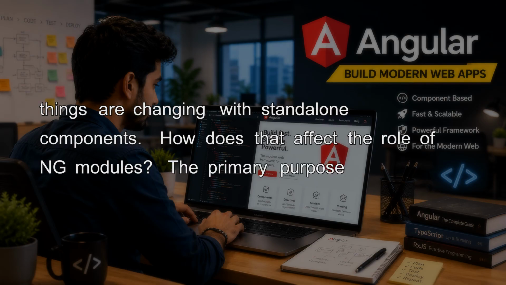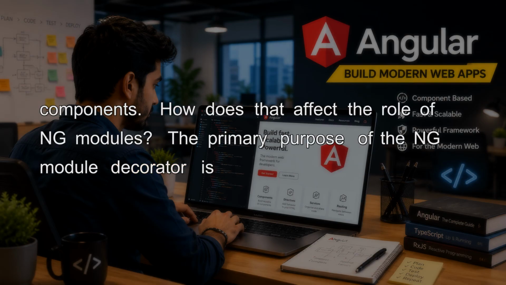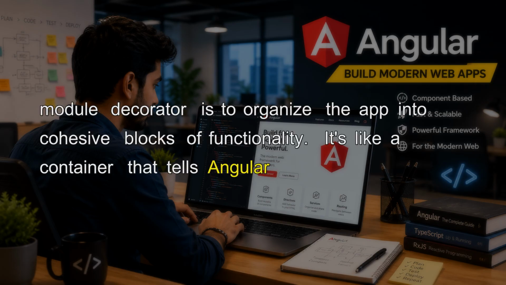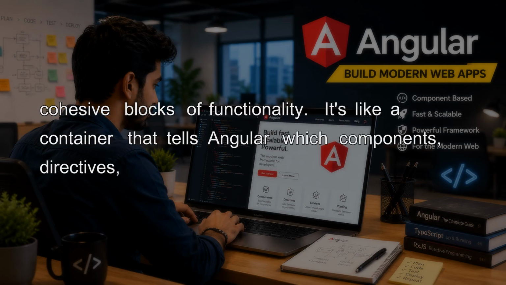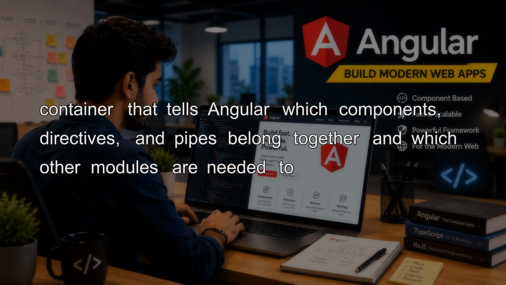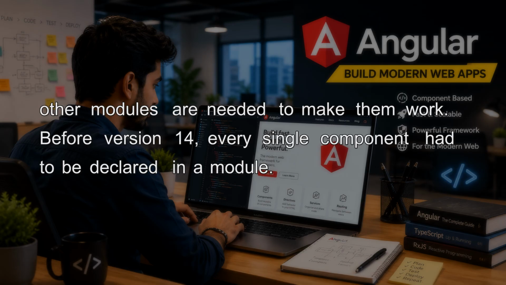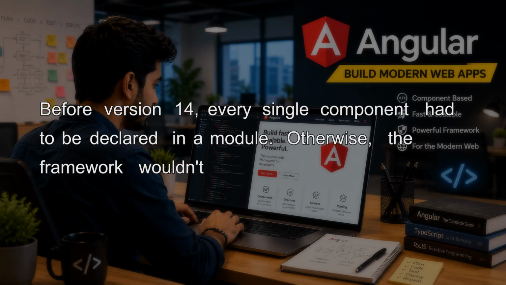The primary purpose of the ngModel decorator is to organize the app into cohesive blocks of functionality. It's like a container that tells Angular which components, directives, and pipes belong together, and which other modules are needed to make them work. Before version 14, every single component had to be declared in a module, otherwise, the framework wouldn't recognize it.